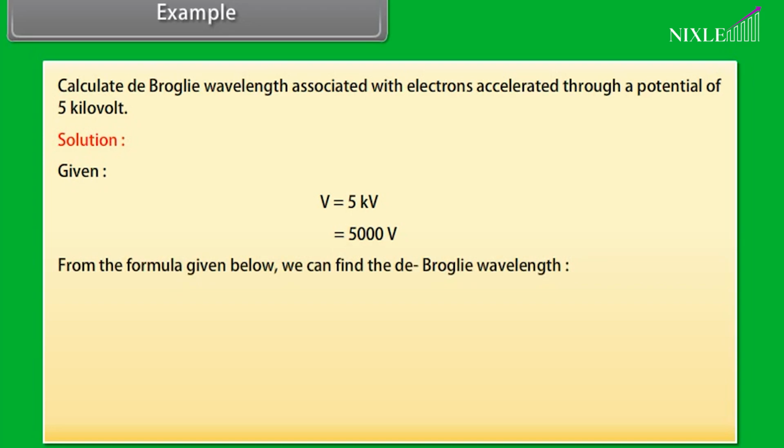Wave packet. According to Heisenberg, it is impossible to measure both the position and momentum of a material particle exactly at the same time.